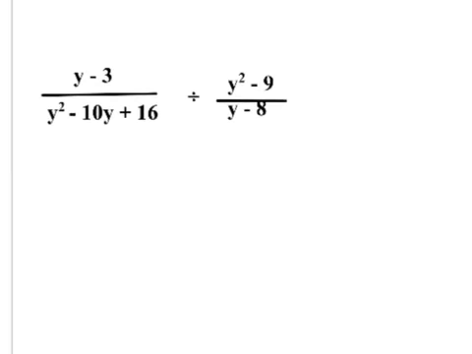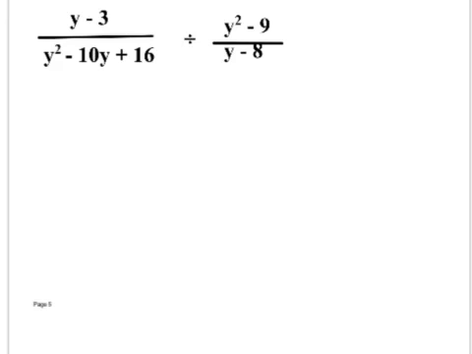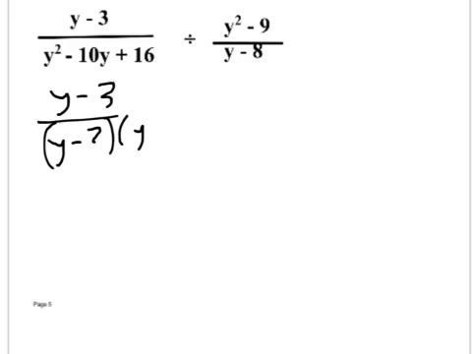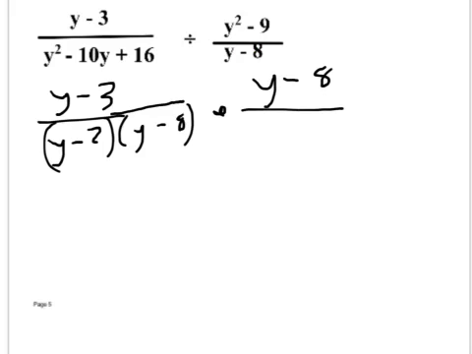Last one. Work this one on your own. Let's see if you can do it. All right, let me set it up for you. We have y minus 3 over y squared minus 10y plus 16. Now I'm going to factor that. What adds to give me negative 10, multiplies to give me 16? Negative 2 and negative 8, right? Because they both add to give me negative 10. So I'm going to do y minus 2 times y minus 8. You know you're going to need a y minus 8 somewhere on top. Okay, so then we multiply by y minus 8 over y squared minus 9.